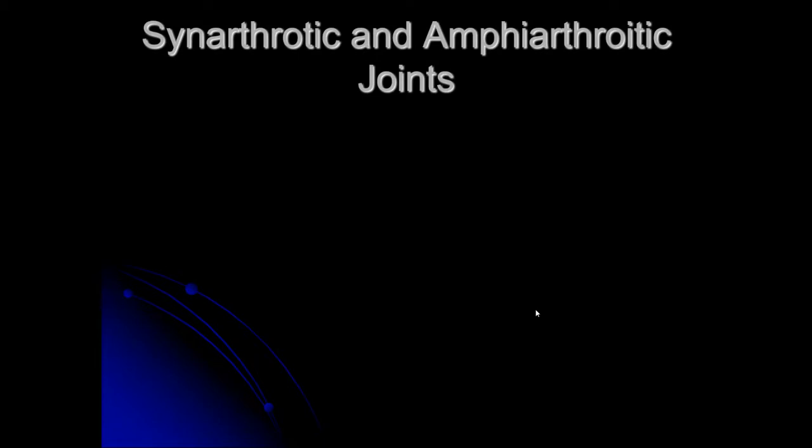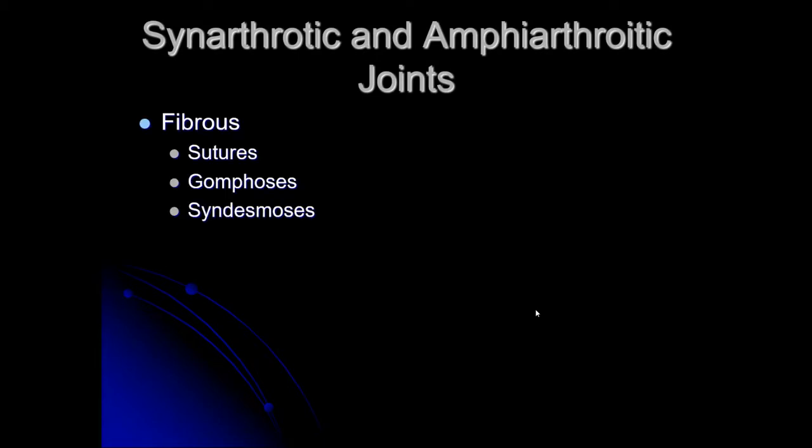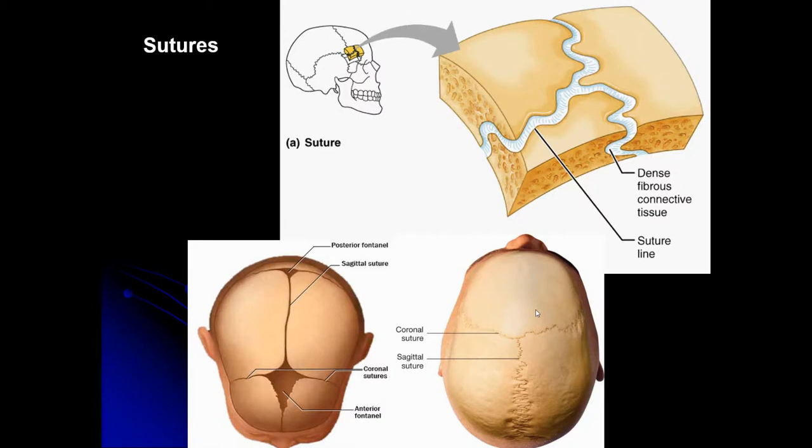So if we look at the anatomical classification system, remember there are fibrous joints, cartilaginous joints, and synovial joints. Let's look at the fibrous joints. There are sutures, gomphoses, and syndesmoses. Sutures are the joints found between the bones of the skull. In adults, those bones are grown tightly together and they're synarthrotic. But if you look in a fetus or an infant, the bones have not yet grown together, and so there's a tiny bit of movement, and so they're amphiarthrotic.